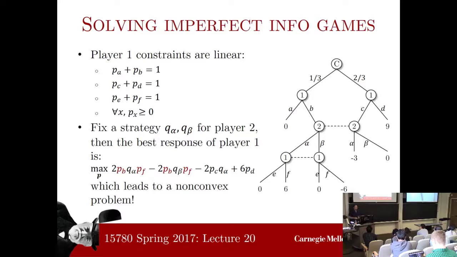Now, like I said, we're going to fix a strategy for player 2. Player 2 just has these two nodes that are in the same information set. So it has the probability of playing alpha versus the probability of playing beta. And we're going to fix two probabilities for these, Q alpha and Q beta. And now player 1 is trying to choose the probabilities of his actions to maximize his own payoff. So let's see what we get. We want to maximize over P, all of these variables, the following thing.